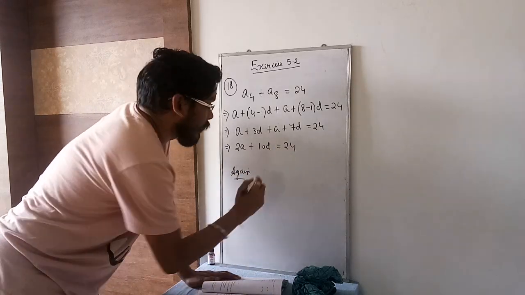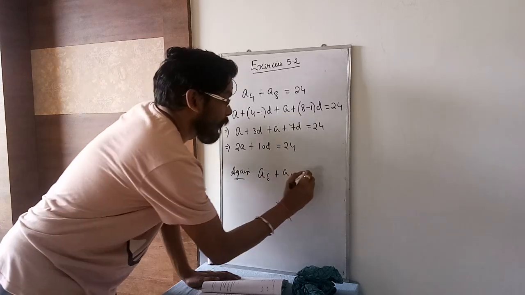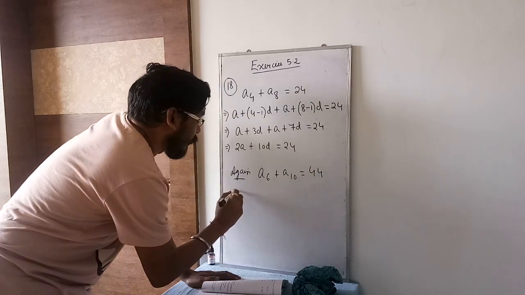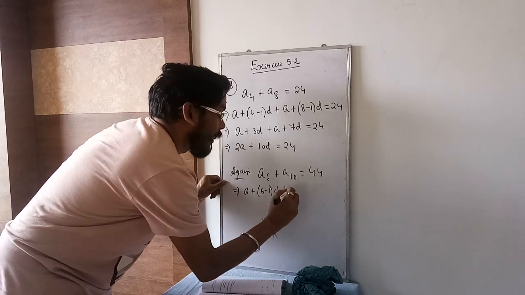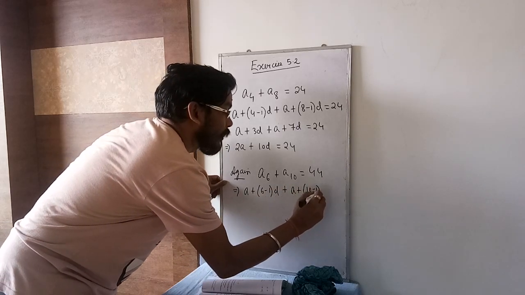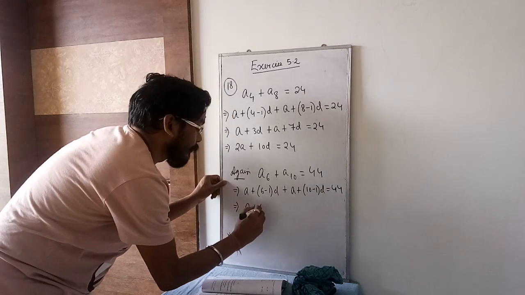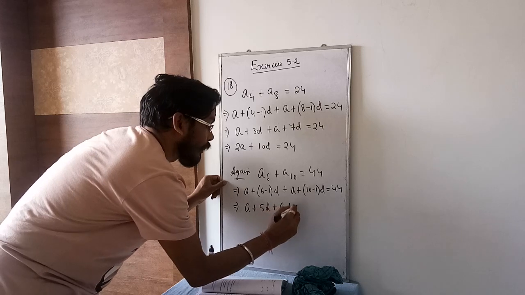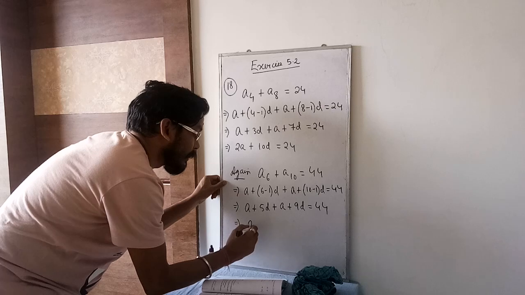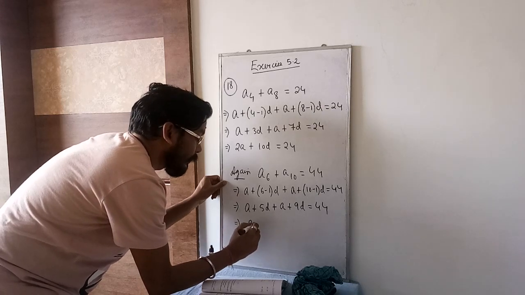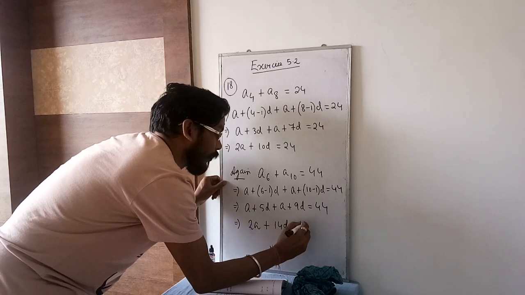Next is 6th term and 10th term. 6th term means A6 and 10th term, their sum is given 44. So 6th term means A plus 6 minus 1 into D. A10 means A plus 10 minus 1 into D equal to 44. So here you got A plus 5D and here you got A plus 9D equal to 44. A plus A is twice A. 5D plus 9D is 14D equal to 44.